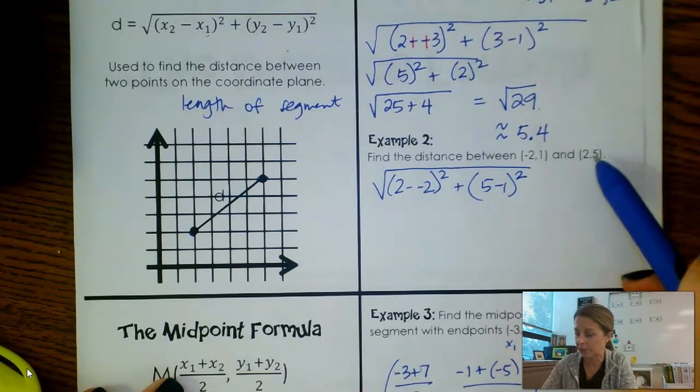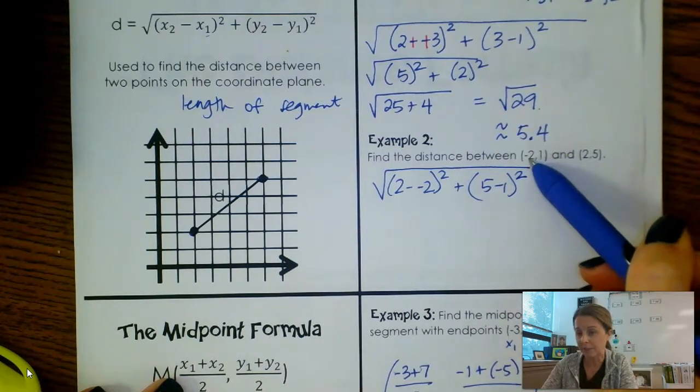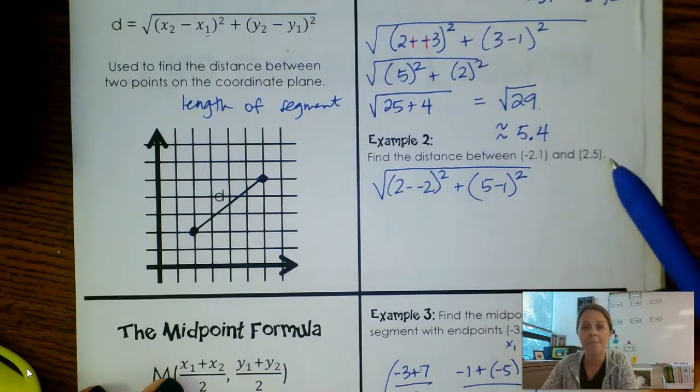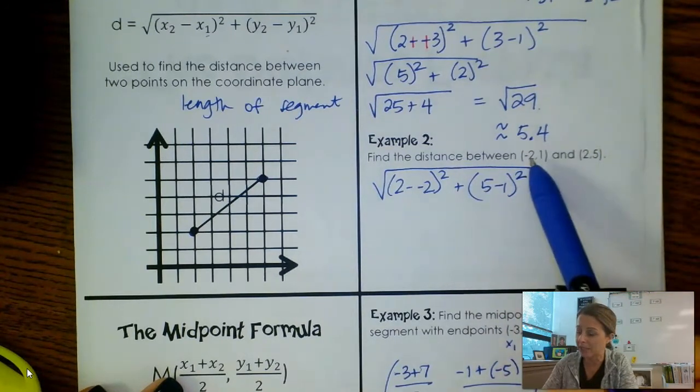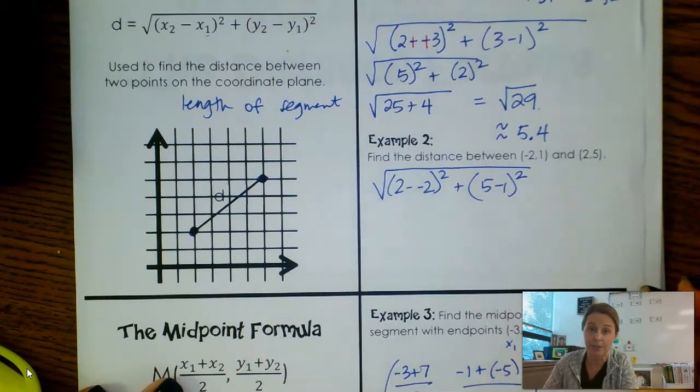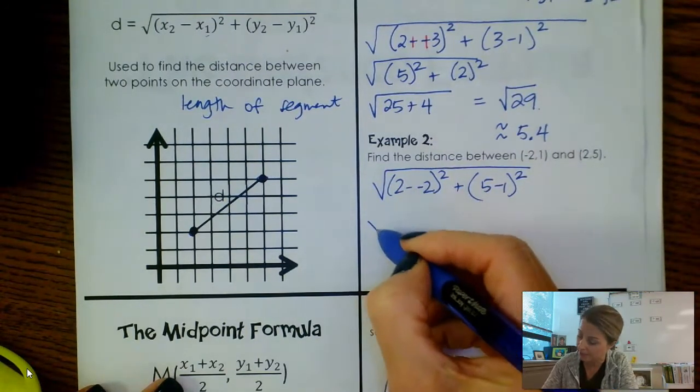Okay, I'm just doing the same thing. Second one minus first, second one minus first. If you switched it around and did negative 2 minus 2 and then 1 minus 5, we're going to get the same answer in the end, so it doesn't matter.